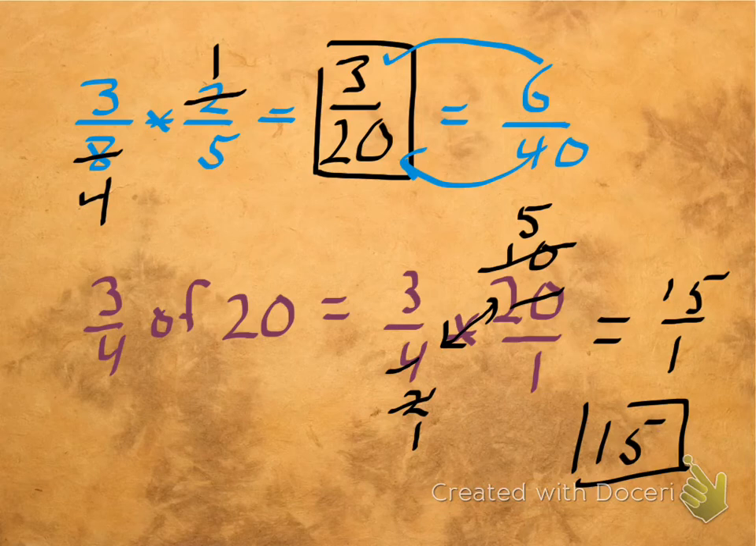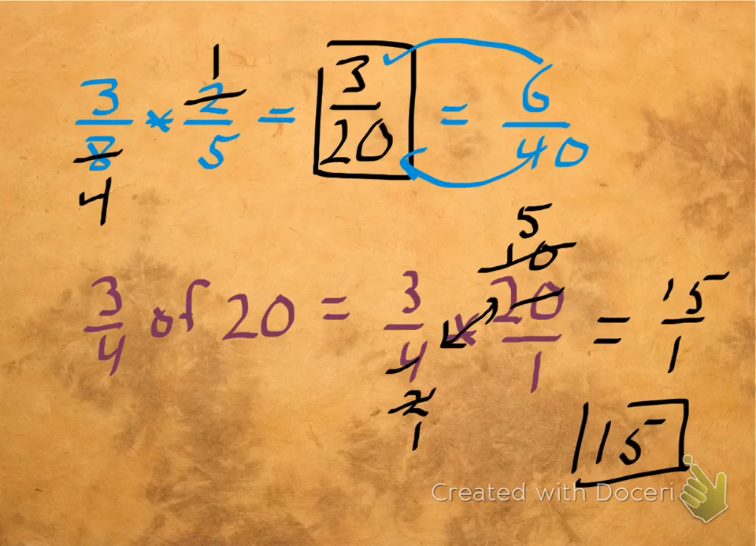Well, it's 15. And if you just think about that in money terms, suppose you have $20 and it's 4 $5 bills. What would 3/4 of $20 be? Well, think about it. It'd be 3 of the 4 $5 bills. It'd be 3 fives, right? $15. So it kind of makes sense.